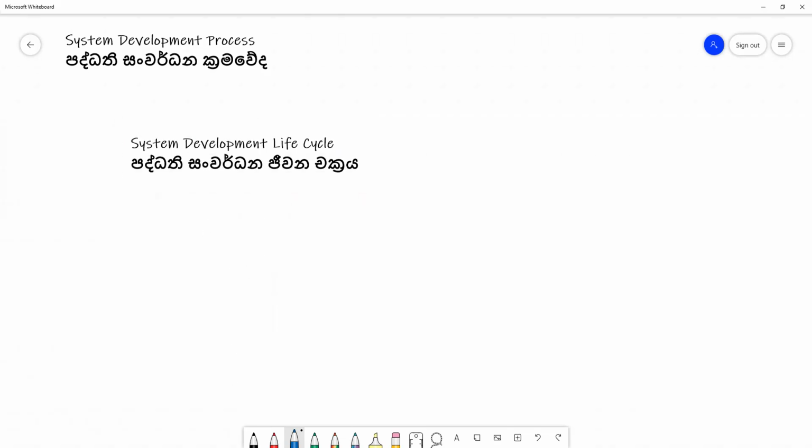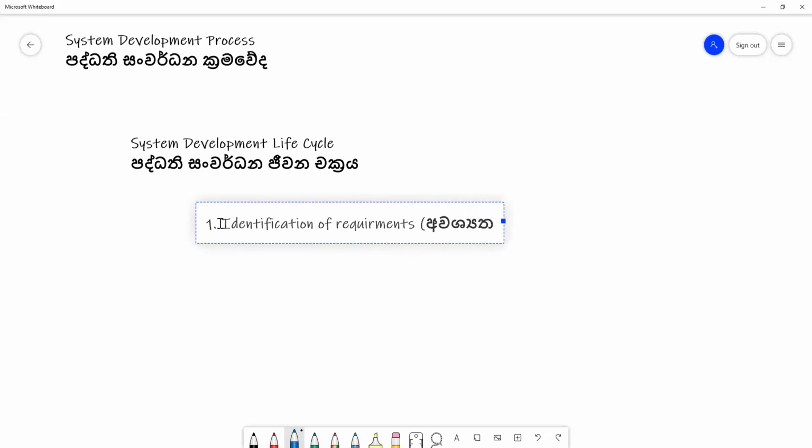Right. A life cycle has several steps. So let's look at what the steps are. Now the first one we are going to discuss is identification of requirements.